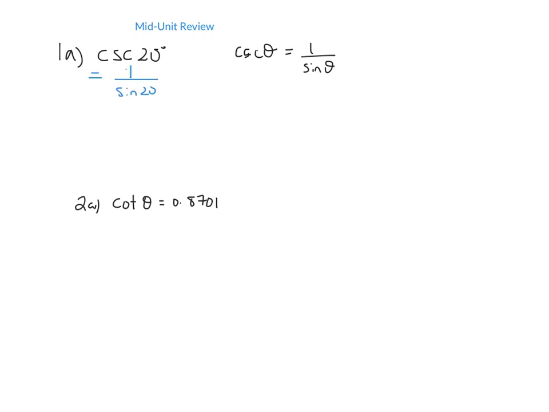So on your calculator, depending on what kind of calculator you have, for me, I just punch in 1 divided by, and then I hit my 20 and sine. Some of you will just do sine and then 20, and hit equals. And that gave me 2.9238, approximately, to 4 decimal places.